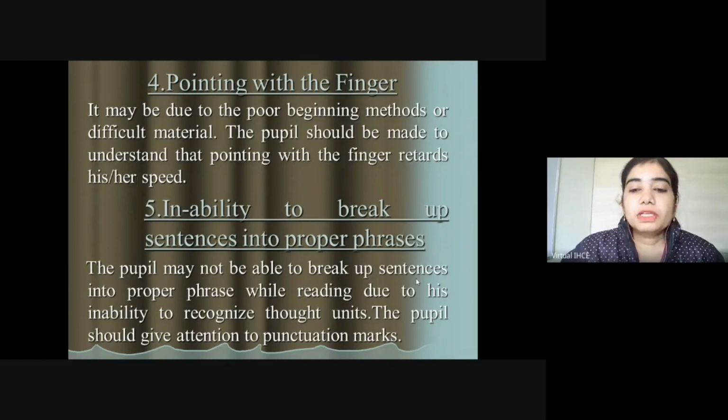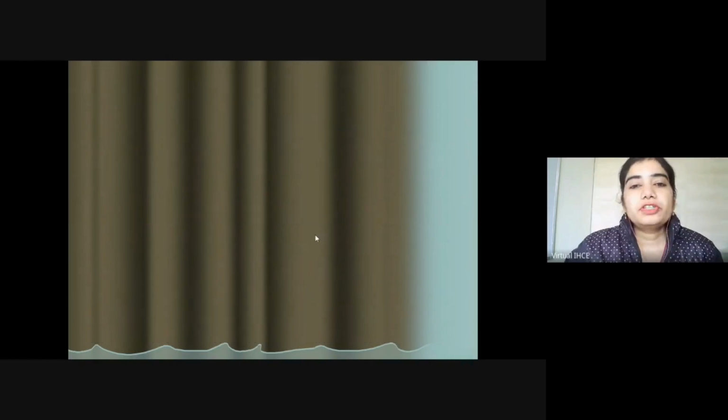The pupil may not be able to break up the sentences into proper phrases while reading due to his inability to recognize the thought units, because he is not understanding when he is reading. He is reading only loudly because the teacher has told him to read loudly, but he is not understanding what he is reading. If he understands and reads, then he will take the correct pauses. The pupil should give attention to the punctuation marks also. Wherever a comma is there, wherever a full stop is there, he should be told that he has to take a pause. So inability to break up the sentences into proper phrases is also an obstacle to efficient reading.